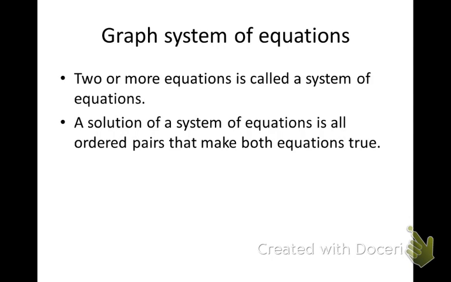Today we're going to talk about graphing a system of equations. So a system is two or more equations. That's what a system of equations is called. And the solution of a system of equations is all ordered pairs that make both equations true. So I have to make both equations true, and they will be ordered pairs.